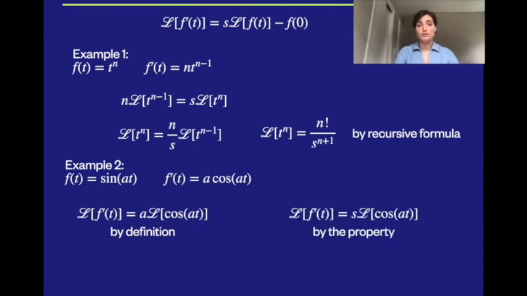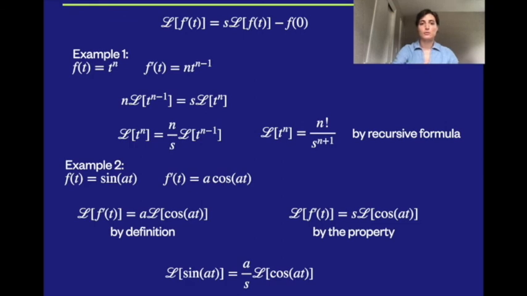By the property of the derivative, we also know that it has to be s times the Laplace transform of sine of at. I'm sorry for the mistake in the slides. Let's then put it all together. Then we know that the Laplace transform of the sine is a over s times the Laplace transform of the cosine. That is indicatively what we have found in the previous video.